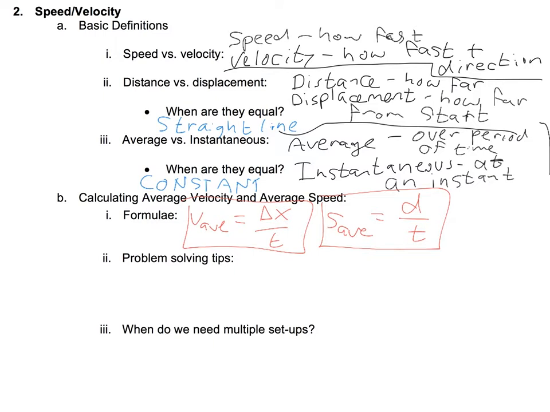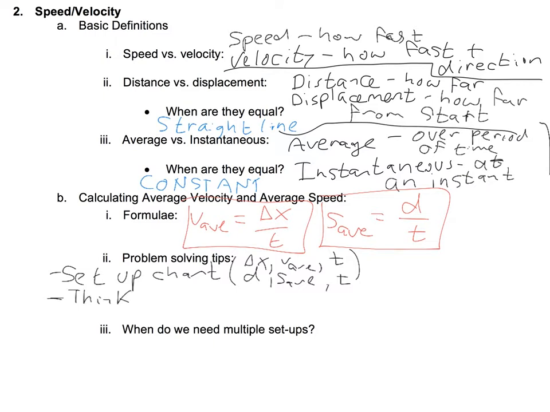Okay, so some tips here when you're solving these problems. The one thing I would always start with is setting up a chart of what you know. Okay, this is slightly different than our kinematics chart, but we can look at delta x, average velocity and t, or distance, average speed and time. So a slightly smaller chart if we know it's an average speed, average velocity type problem. Okay, some other things to keep in mind. Okay, we want to think about if we want distance or displacement.